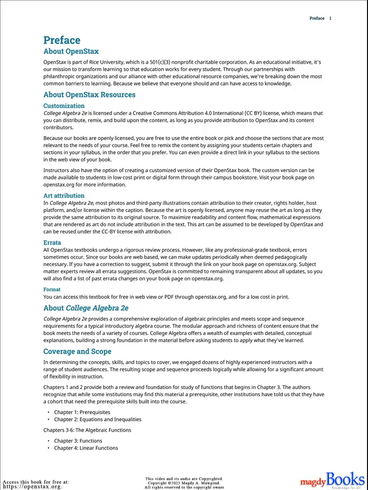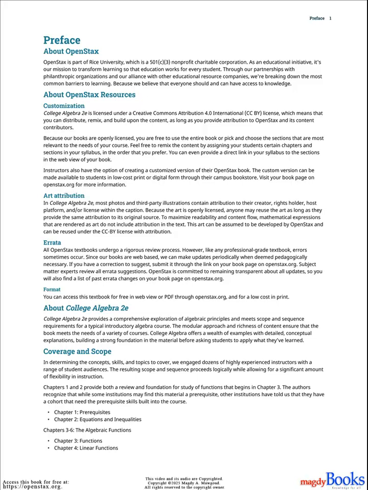About OpenStax resources. Customization. College Algebra 2E is licensed under a Creative Commons Attribution 4.0 International (CC BY) license, which means that you can distribute, remix, and build upon the content, as long as you provide attribution to OpenStax and its content contributors. Because our books are openly licensed, you are free to use the entire book or pick and choose the sections that are most relevant to the needs of your course.